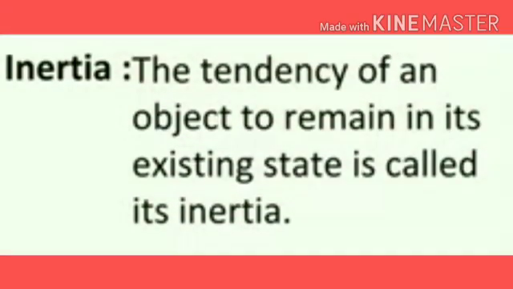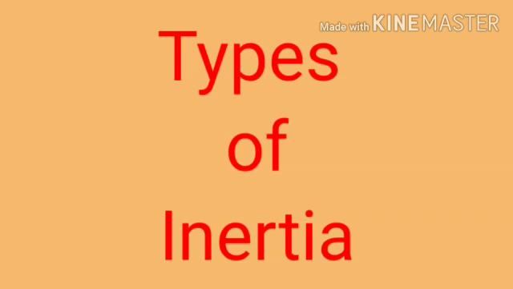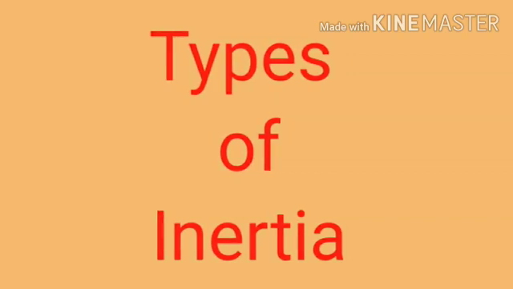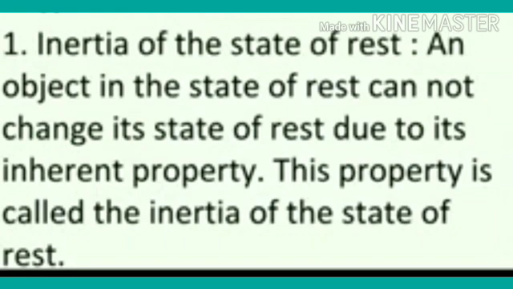Inertia. The tendency of an object to remain in its existing state is called its inertia. Now we will see types of inertia. Inertia of the state of rest means an object in the state of rest cannot change its state of rest due to its inherent property, and this property is called the inertia of the state of rest.